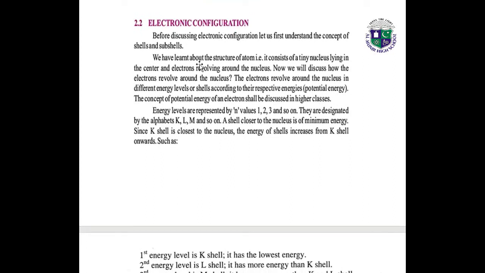We have learned about the structure of the atom. It consists of a tiny nucleus lying in the center and electrons revolving around the nucleus. So students, we all know about this structure of an atom. Here we have the energy levels, which are represented by n levels, 1, 2, 3 and so on. They are designated by the alphabets K, L, M, N. A shell closer to the nucleus is of minimum energy. The K shell is the closest to the nucleus. The energy of shells increases from the K shell onwards.